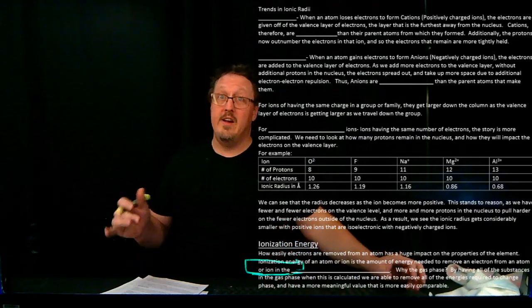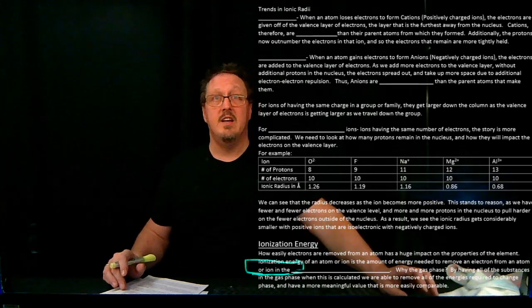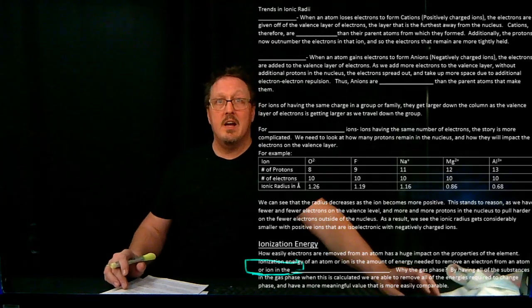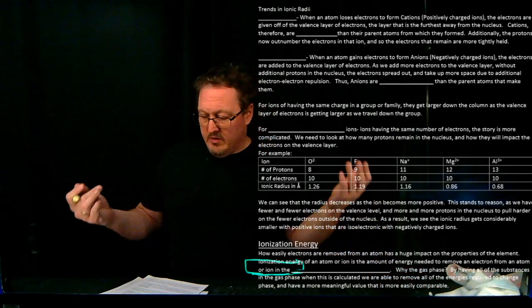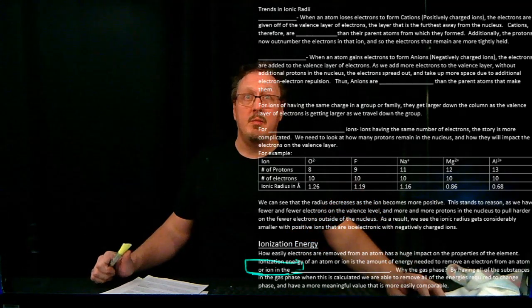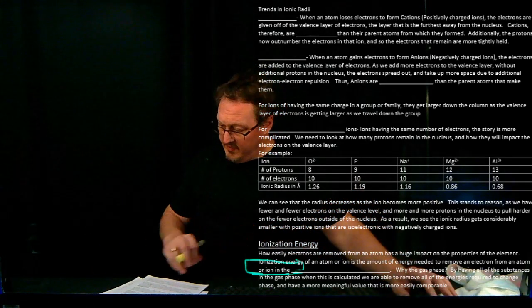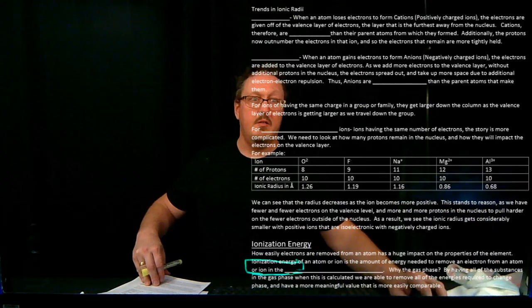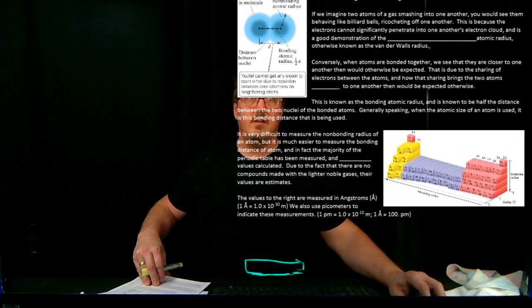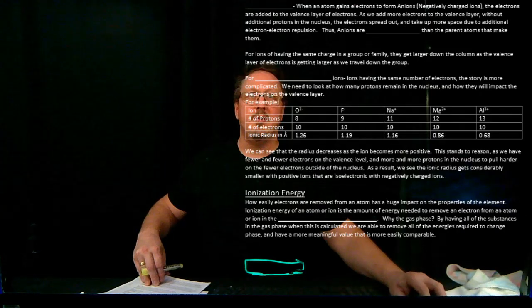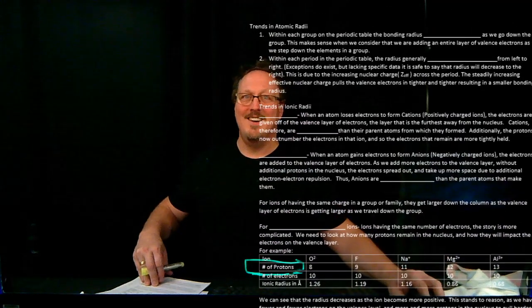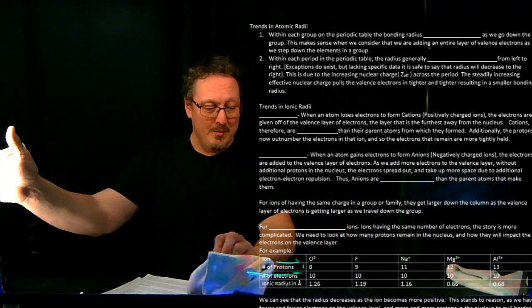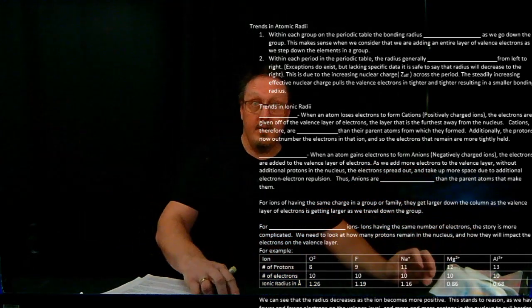Now, as we talked about, I had mentioned trends in the ionic radii, or atomic radii, this should be atomic, not ionic. Did I skip one? I did. Where did I go? I skipped one. Oh, darn it. Did I lose a paragraph? Where did that paragraph go? Oh, it's right there. I moved it too far. Sorry about that. Didn't want to do that either.